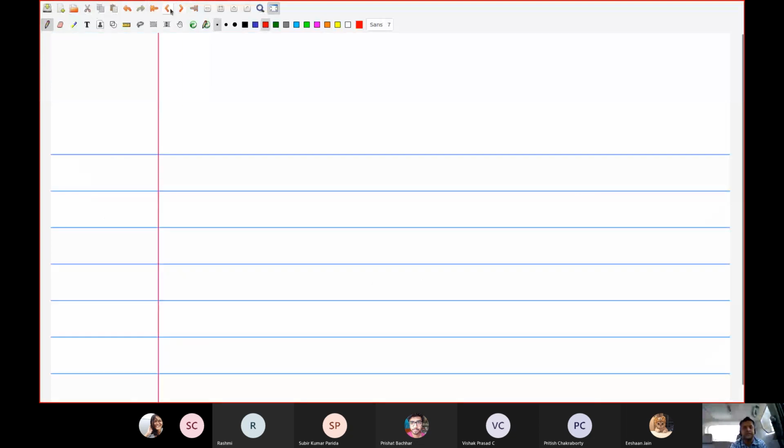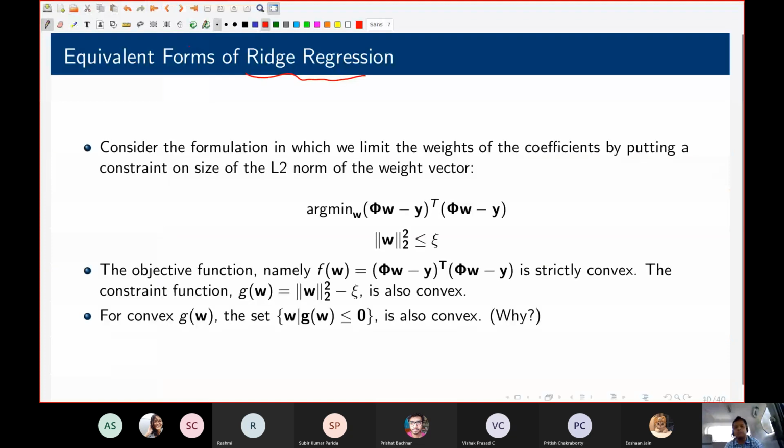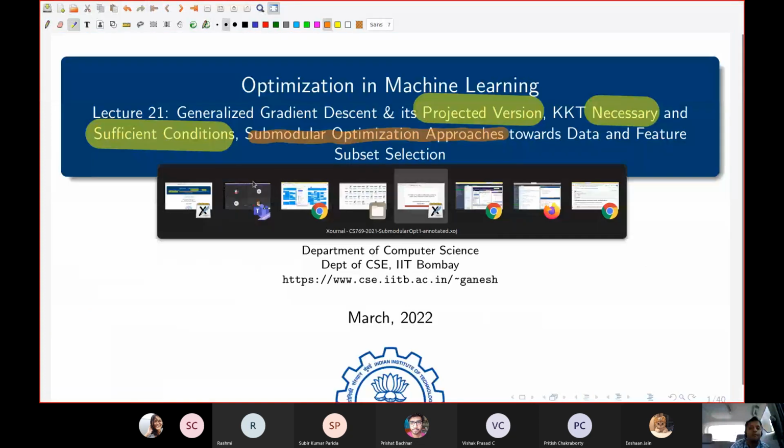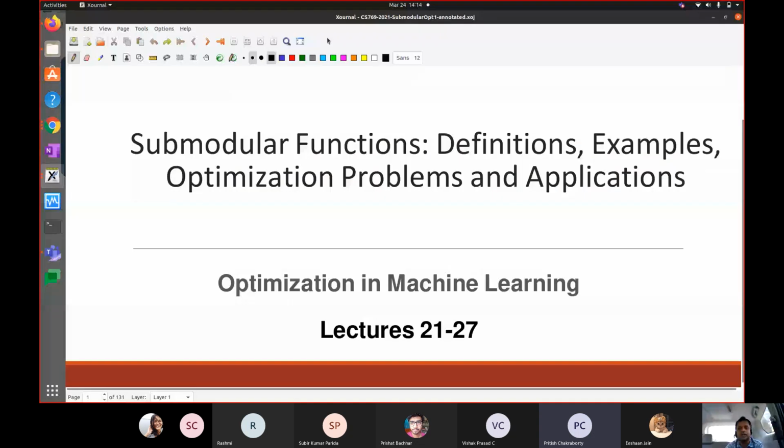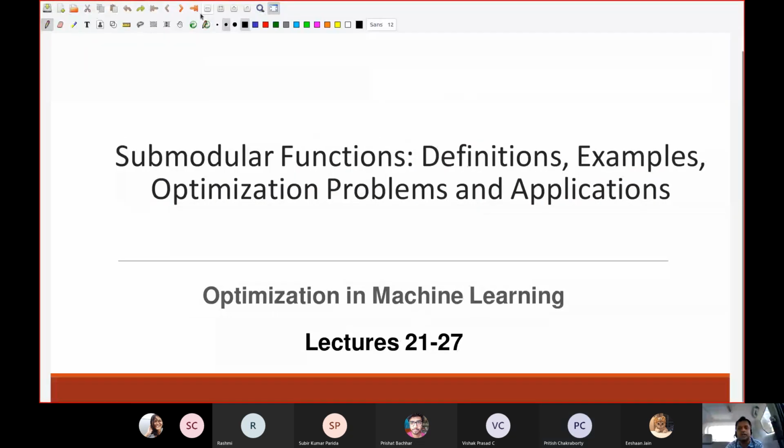So I would probably now move to discrete optimization unless you have questions on this part. We'll do the discrete optimization part in 15 minutes. Any questions? We'll now move on to submodular optimization. Can you see the slides? Are they visible? Yes, sir, they're visible. I'm assuming there are no questions on the previous part.